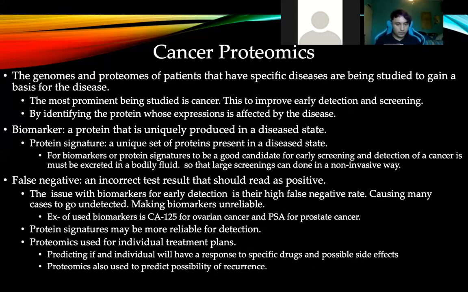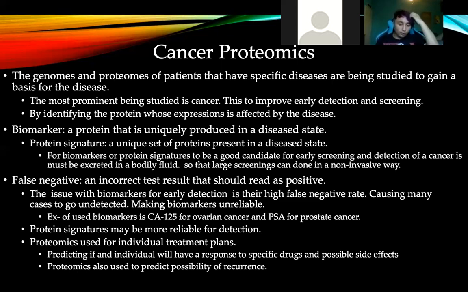Okay, so cancer proteomics. The genome and proteomes of patients that have specific diseases are being studied to gain a basis for that disease. The most prominent one right now is cancer. This is to improve early detection and screening by identifying the proteins whose expression is affected by the disease. Biomarkers are proteins that are uniquely produced in a diseased state, and protein signatures are just a set of those proteins in a disease state.